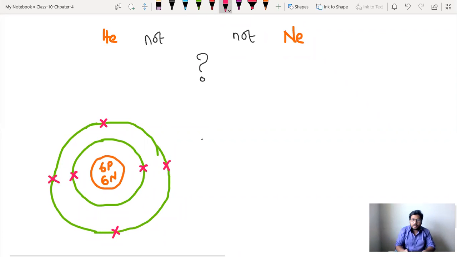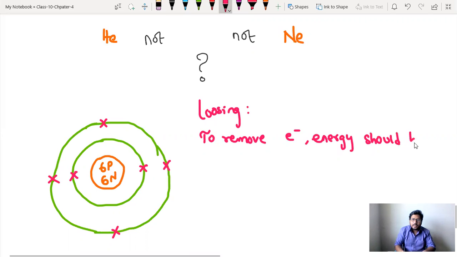Now let us discuss losing. If a carbon atom is losing 4 electrons, what will happen? First, to remove an electron, we need to apply some energy to it. To remove an electron, energy should be given to an atom. What is that energy? Ionization energy.